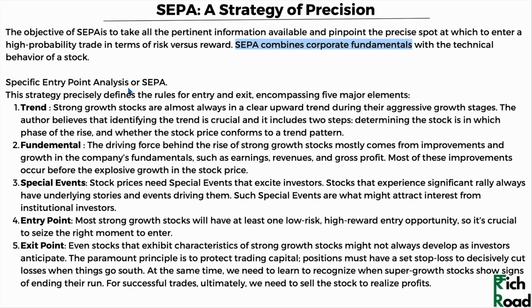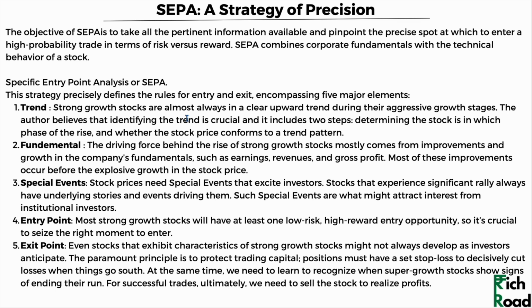So in the SEPA, he talks about 5 major elements which are as follows. The first one is trend, and this is a key. See, what he says is the strong growth stocks will always give you a clear uptrend. Now, what is a clear uptrend? We'll discuss that in a bit. But for now, just keep this point in mind: clear uptrend during the aggressive growth stages.